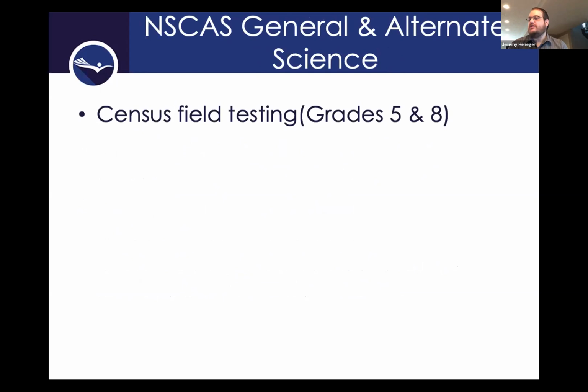Okay, so for general and alternate science, we talked about them at the same time this year. So census testing for grades 5 and 8, and for high school, it includes alternate as well. Census field testing means we expect all students to test. And when we do field testing, what we're really doing is testing items, not students. So we were supposed to do this last year. We didn't because of the pandemic. And so we're moving it to this year.